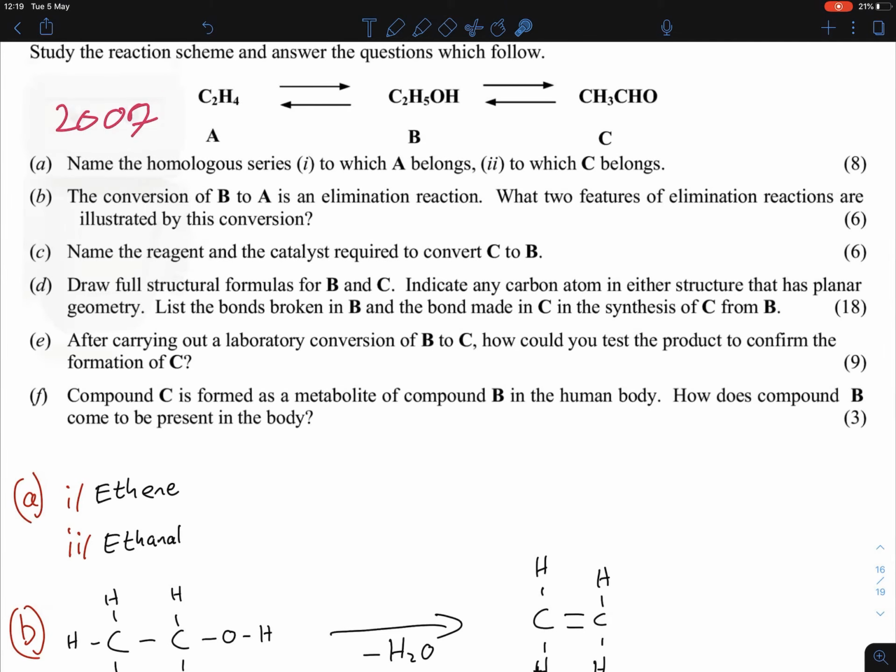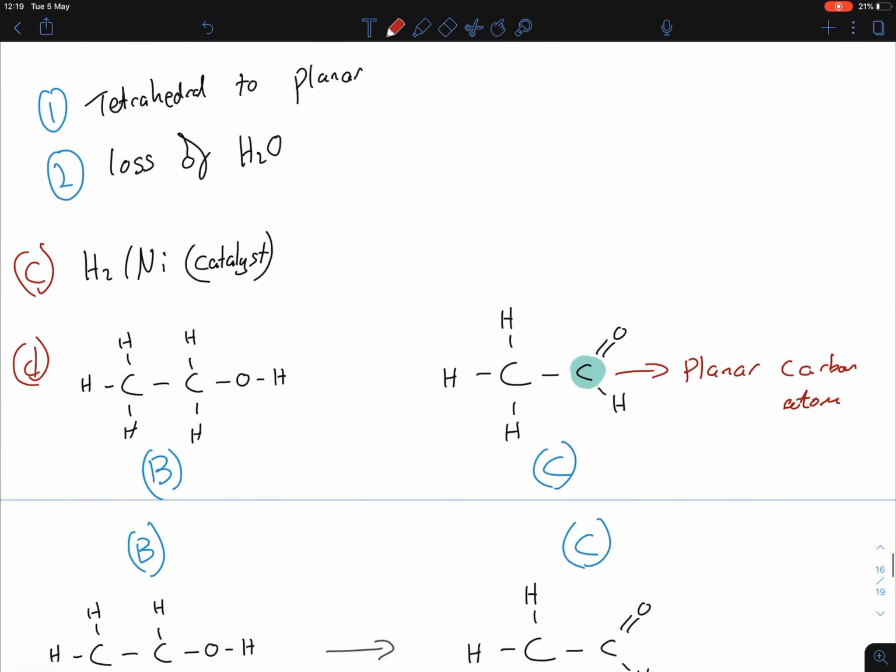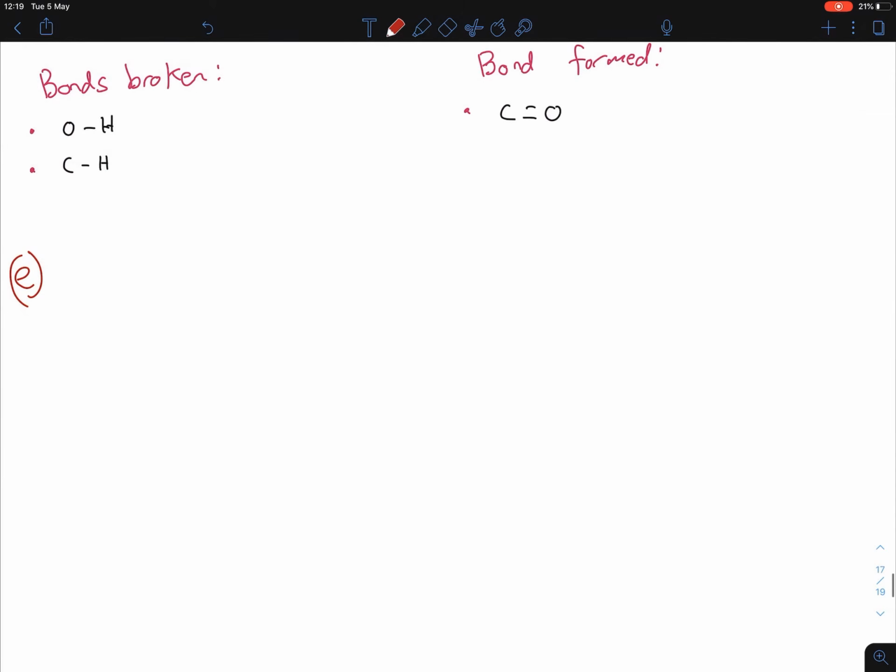So let's continue on with F. I'm not going to write out E, I just called it out there. F: compound C is formed as a metabolite of compound B in the human body. How does compound B come to be present in the human body? Well, B is ethanol over here, and ethanol is the only drinking alcohol. So you literally just need to say drinking.